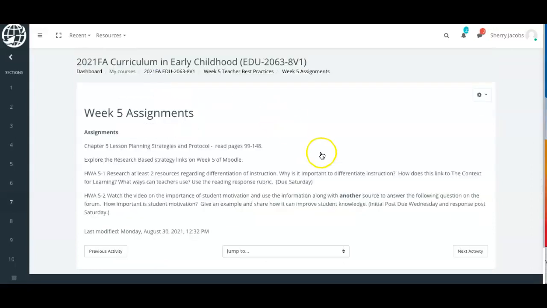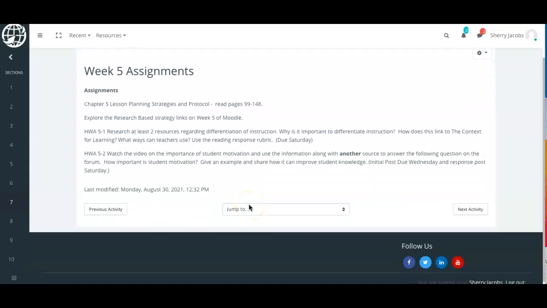Our week 5 assignments: you're to read Chapter 5, Lesson Planning Strategies and Protocol, pages 99 to 148. You're going to explore the research-based strategy links on week 5. For homework assignment 5.1, you're going to be researching at least 2 resources regarding differentiation of instruction, and you're going to answer these questions using those 2 resources, and of course linking APA.